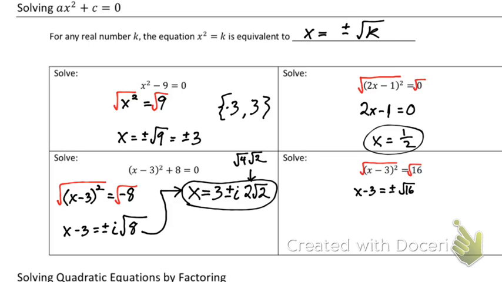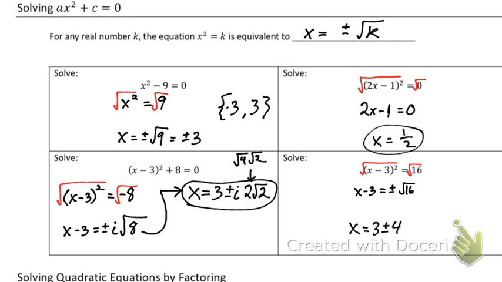Well, square root of 16 is just 4, and when I add 3 to both sides, we're going to come up with x equals 3 plus or minus 4. In this situation, I don't want you to leave it like this, because there's actually two numbers up there. In the previous one, all we could write is 3 plus i 2 square root of 2 and 3 minus i 2 square root of 2. So this is fine for that answer.